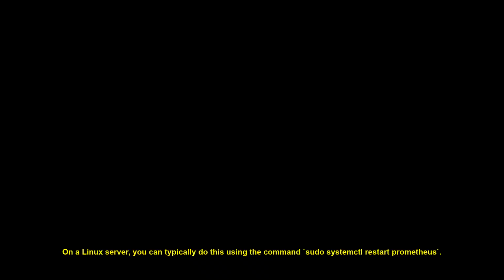On a Linux server, you can typically do this using the command sudo systemctl restart prometheus. After restarting, check the status of the Prometheus service to ensure it's running without errors. To verify your configuration, access the Prometheus web UI via your browser. Navigate to the Targets section to check if your monitoring targets are listed and their statuses are healthy.